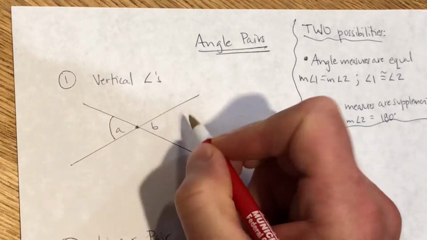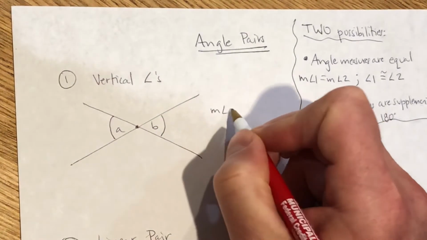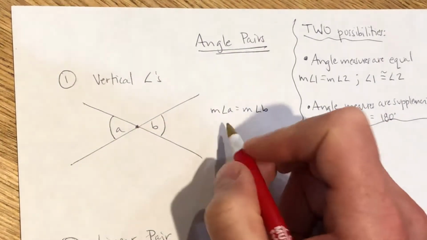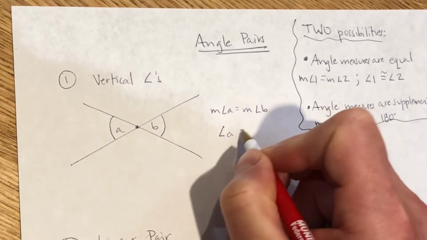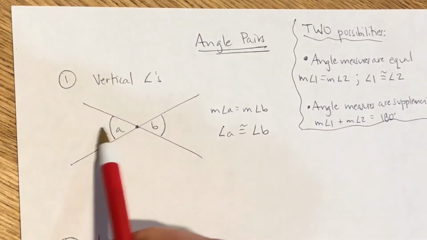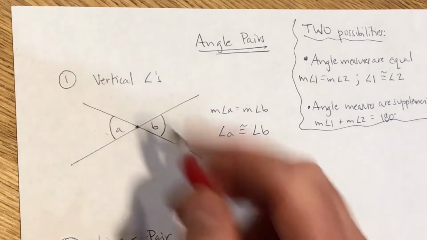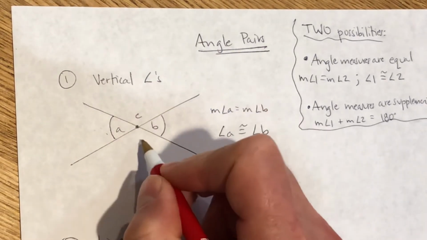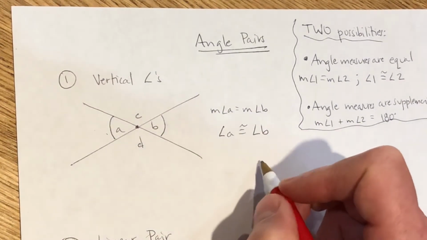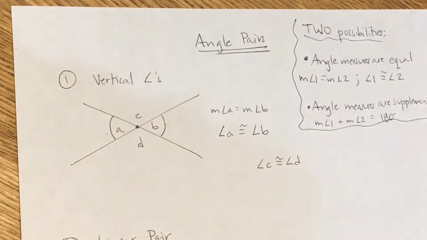So we could put these tick marks here. So we could say that the measure of angle A equals the measure of angle B. Or again, we could say that angle A is congruent to angle B. So those are vertical angles, angles that are across from each other anytime you have an intersection of two line segments or rays. Just like we could also say angles C and D are congruent to each other because they're vertical angles. So angle C would be congruent to angle D.